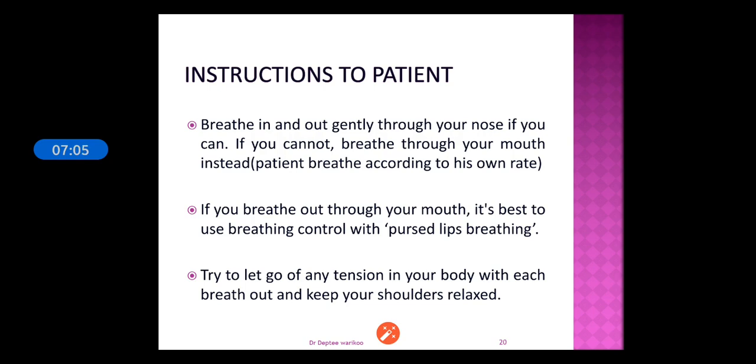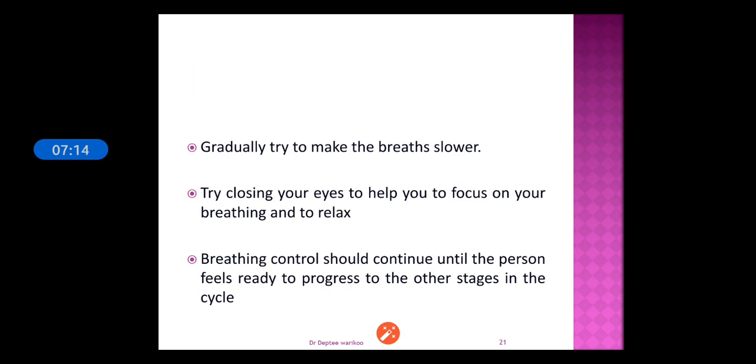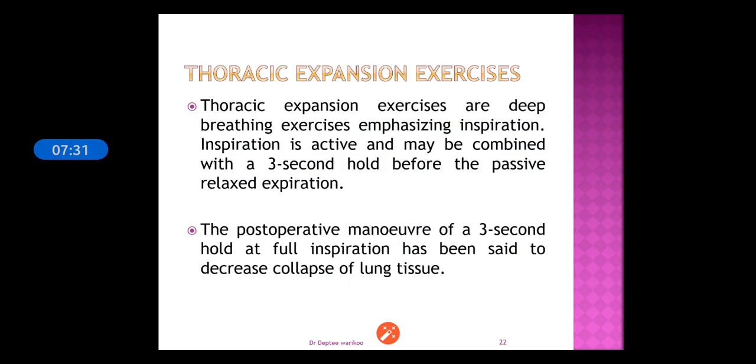Try to let go of any tension in your body with each breath out and keep your shoulders continuously relaxed. Gradually try to make the breath slower. Try to close your eyes to help you to focus on your breathing and to relax. Breathing control should continue until the person feels ready to progress to the next stage in the cycle. The next stage is the thoracic expansion exercises, where deep breathing exercises are included.